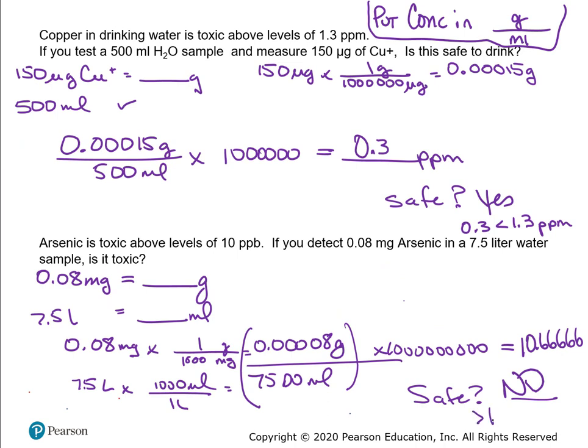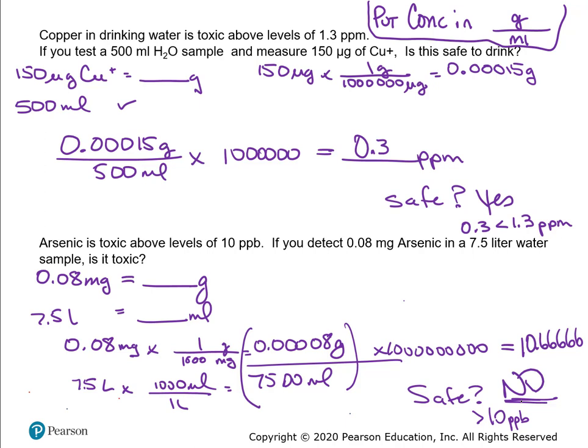So it's greater than 10 parts per billion. So no, it would not be safe. So your answer is greater than 10. It's 10.7 is what I would think of it as. But anything over 10 would be a no. Okay? So that's really the trick.